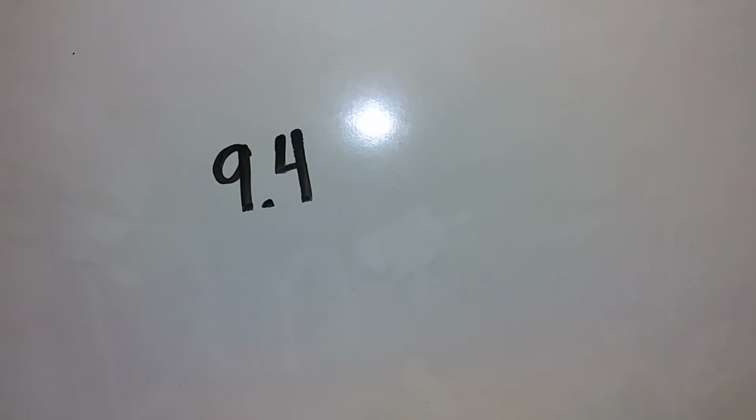Hello class. Today we are looking at section 9.4, simplifying and combining radical expressions. On page 675, it talks about the multiplication property of radicals. On the same page, it talks about the division property of radicals. On page 676, it gives the steps of the simplified form of a radical expression, and it has 4 steps there.